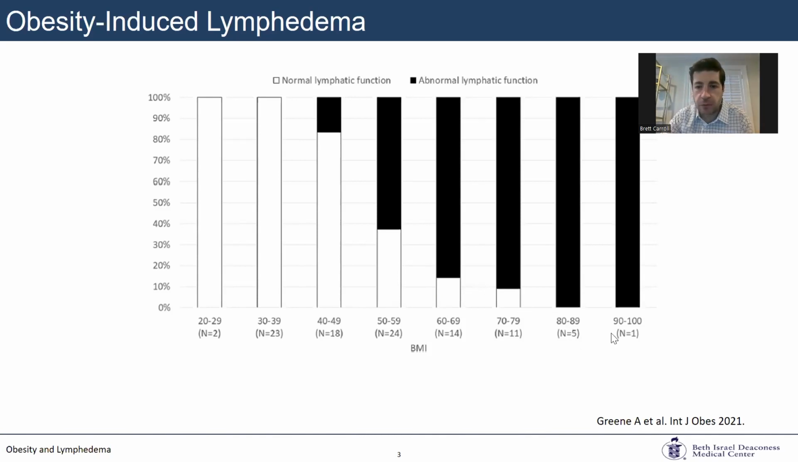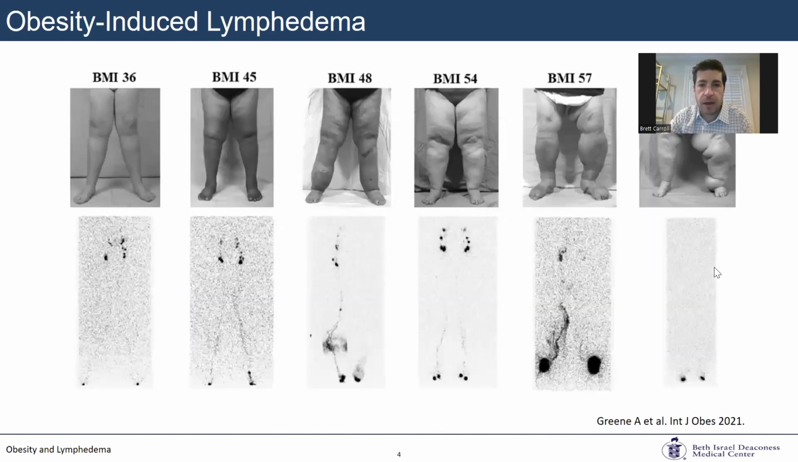abnormal lymphatic function. Those numbers get to be a bit small as you get obviously to BMIs of 80s or nearly 100. But it's almost a guarantee that if you get a BMI over 60, you're going to have some degree of lymphatic abnormalities. And this is just demonstrating a patient with a BMI of 36, and then as they walk up, you can see the more significant abnormalities in the lymphoscintigraphy here on the bottom.